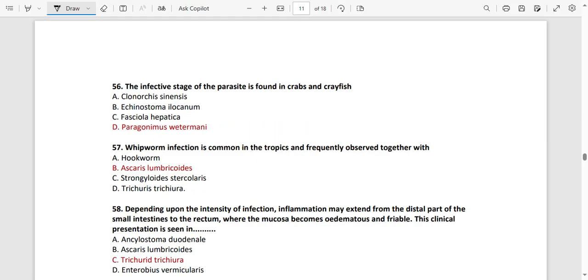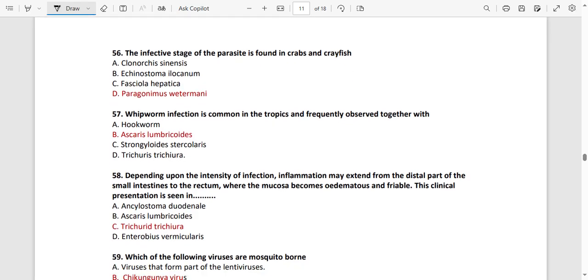Hope that is okay. The infective stage of the parasite is found in crabs and crayfish. So you can see this guy, the lung fluke, which we've just talked about on top, where the metacercaria is the infective form. Paragonimus westermani. The infective stage of the parasite is found in the crabs and the crayfish.